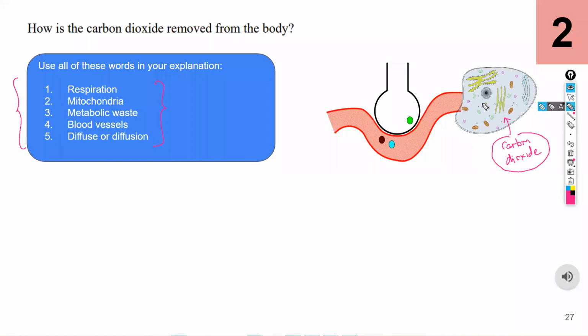Remember the carbon dioxide, I'm just going to put CO2 because that's the symbol for carbon dioxide. It's inside the cell, and the cell does not want it. So what's going to happen? The cell is going to send the carbon dioxide into the blood vessels. Now I'm just asking, right? If the carbon dioxide is inside, for it to go to the outside, what is the name of that process?